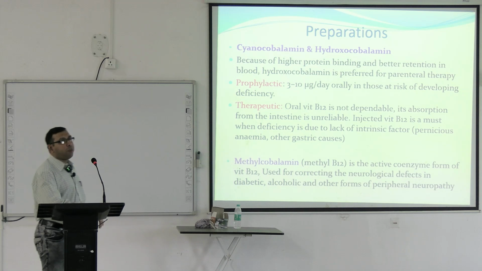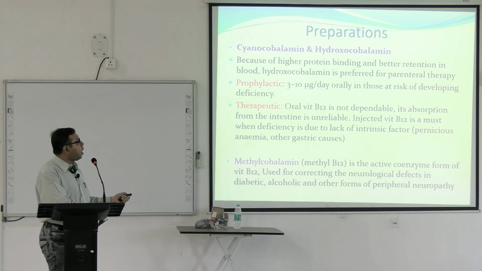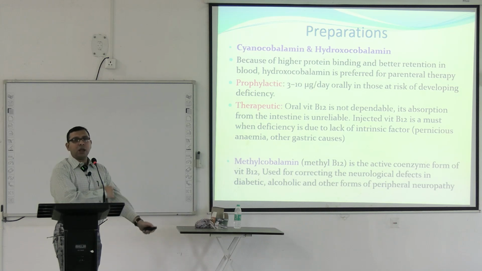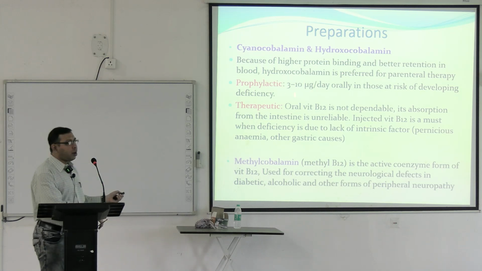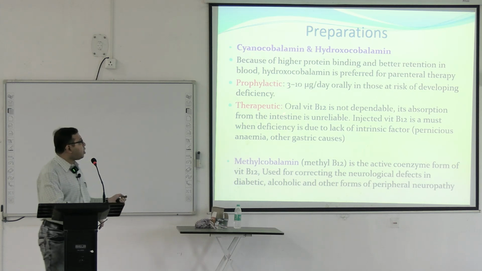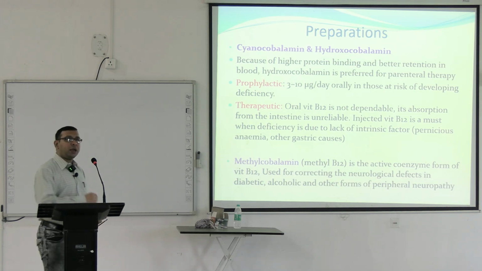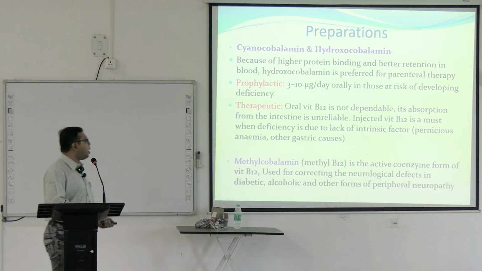So two preparations are available for the treatment of the vitamin B12 deficiency, cyanocobalamin and hydroxycobalamin. Because of the higher protein binding and better retention in blood, hydroxycobalamin is preferred for the parenteral therapy. Prophylactic 3 to 10 microgram per day orally in those at risk of developing deficiency. Oral vitamin B12 is not dependable, its absorption from the intestine is always unreliable. And injected vitamin B12 is a must when deficiency is due to lack of intrinsic factor like pernicious anemia or other gastric cause. So basically usually injectable treatment is given.